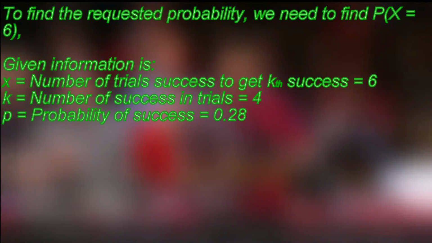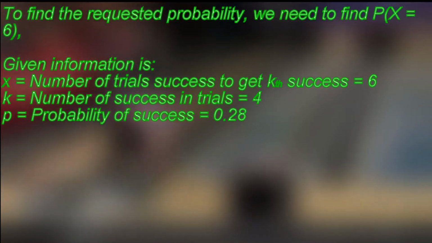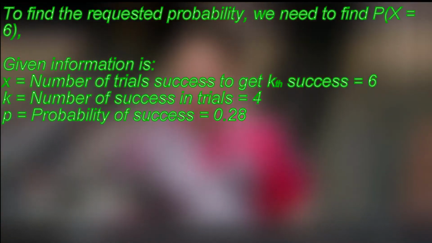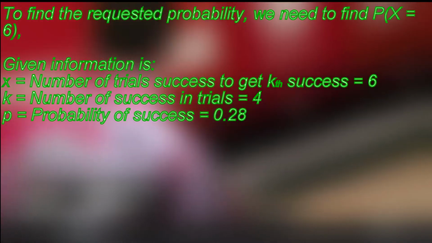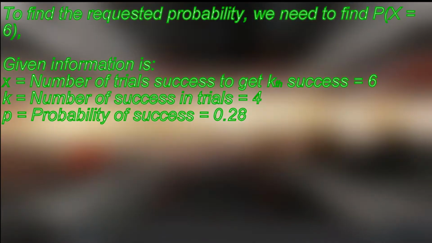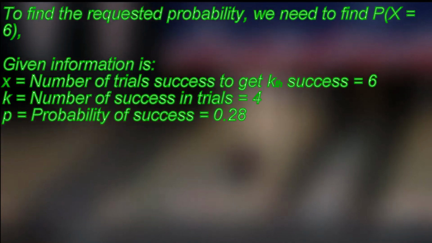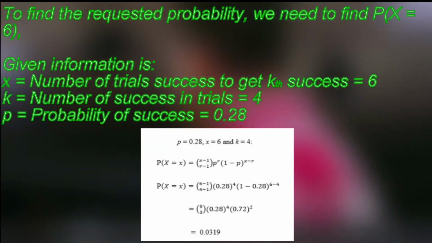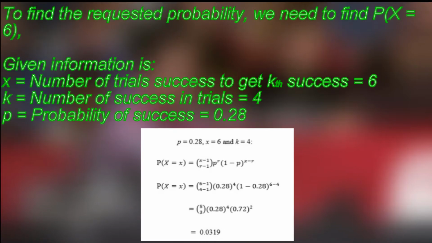Before we solve the probability, we need to identify the information given in the situation. There are 3 types of information, which are X, K, and P. X is the number of trials needed to get the kth success. In this situation, X is the sixth throw. K is the number of successes, where the player hits the fourth strike, and P is the probability of success, where 0.28 is the player's chance of hitting a strike. After we identify the values, we can enter them into the given formula and we will get the answer of 0.0319.